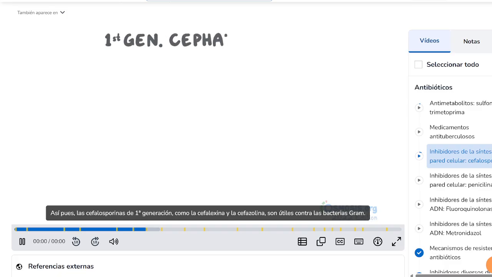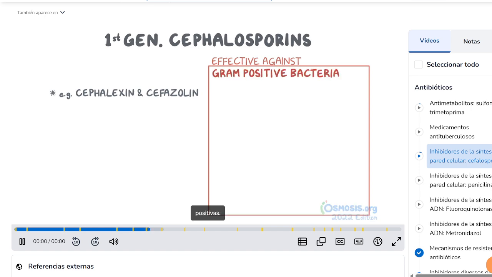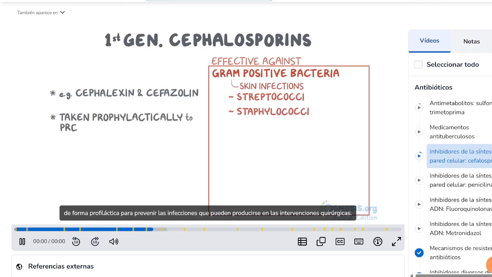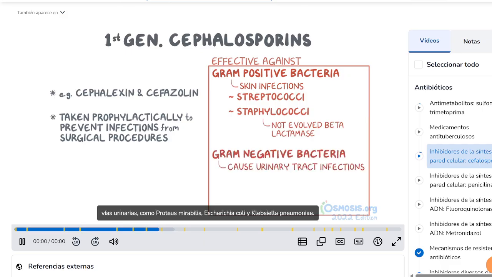So the 1st gen cephalosporins, like cephalexin and cefazolin, are useful against gram-positive bacteria. They're effective against streptococci and staphylococci that cause skin infections, and they're also taken prophylactically to prevent infections from surgical procedures. However, they're only effective against staphylococci that have not yet evolved beta-lactamases. They're also effective against a few gram-negative bacteria that cause urinary tract infections, like Proteus mirabilis, Escherichia coli, and Klebsiella pneumoniae.